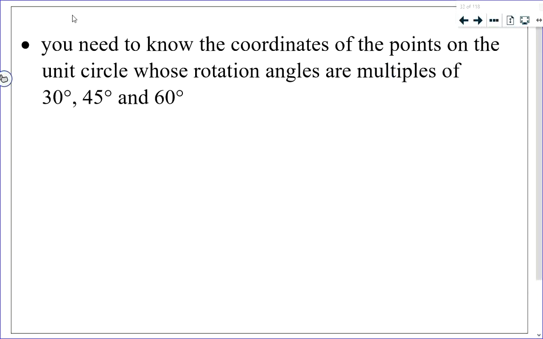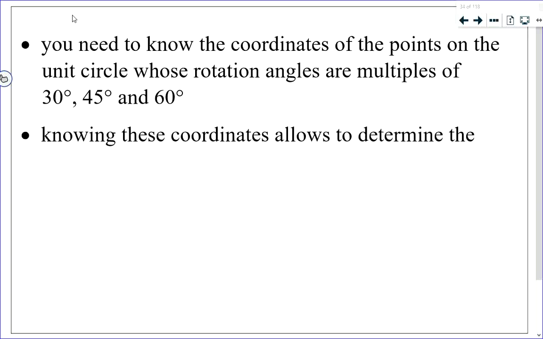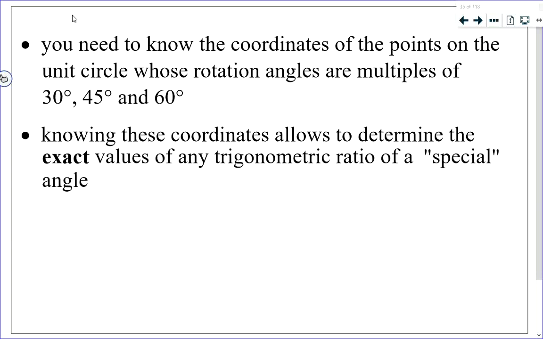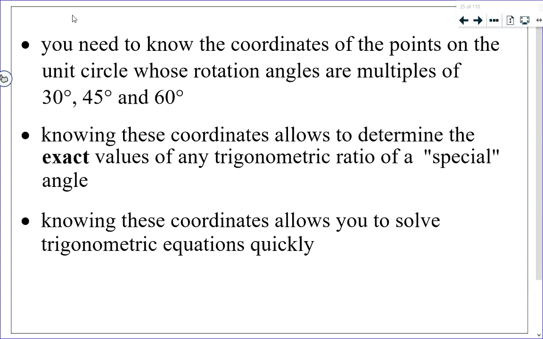What do we use the unit circle for? Well, you use it primarily, or most of the time, to determine the coordinates of the points of intersection of a terminal arm and the unit circle for common angles, for angles that are multiples of 30 or multiples of 45 or multiples of 60. And if you know those coordinates, you can determine the exact values of any trigonometric ratio at that point with that rotation angle. Knowing those coordinates also allows you to solve trigonometric equations quickly.